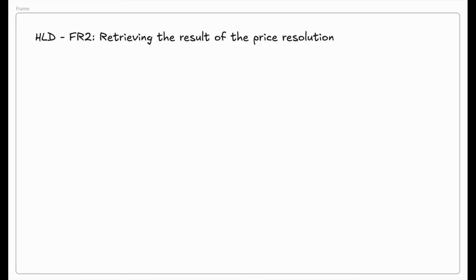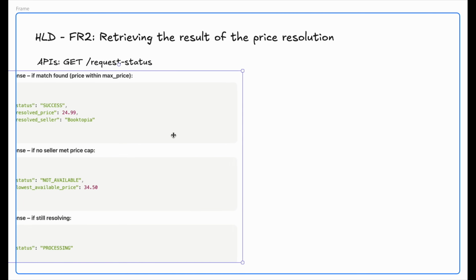Now let's move on to functional requirement number 2, retrieving the result of the price resolution. Once a user submits a purchase request, they can call get request status and pass in their request ID. This is a polling-based API, meaning the client periodically checks if the request has been resolved. For sure, you can leverage webhook in the later discussions, or you can reference our webhook design in ShowOffer.io.